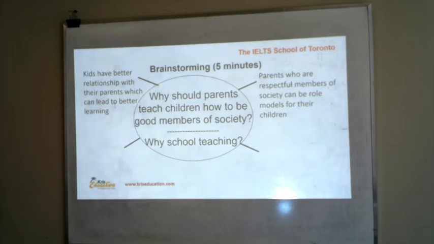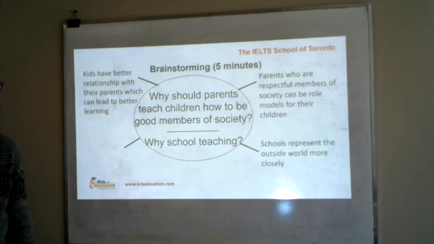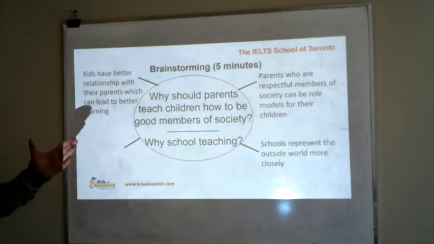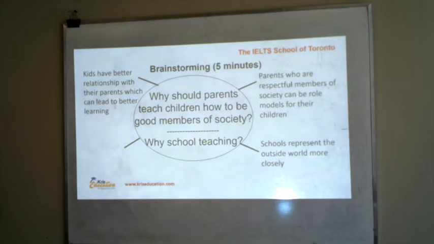And when it comes to school teaching, one reason can be that schools represent the outside world more closely, meaning you are more likely to be bullied in a school than at home. And schools offer professional sources of teaching.